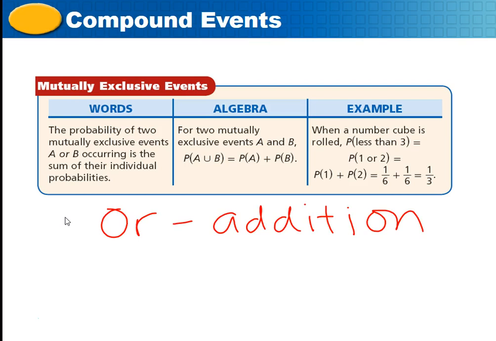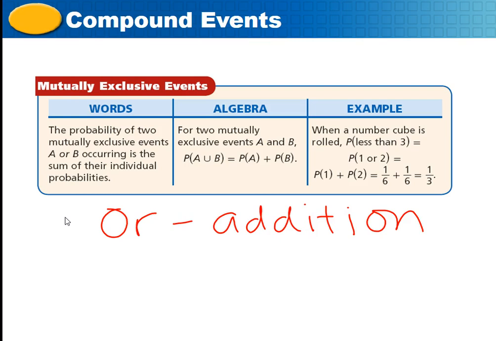So when we talk about mutually exclusive events, the probability of two mutually exclusive events, A or B, occurring is the sum of their individual probabilities. Sum means addition. So for two mutually exclusive events, A and B, we're going to add together the probability of A plus the probability of B. So here again, when a number cube is rolled and we want a number less than 3, the numbers less than 3 are 1 or 2. So the probability of 1 plus the probability of 2 is 1/6 plus 1/6, and that would be 2/6, which reduces to 1/3.